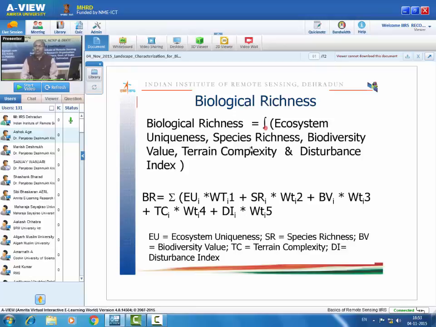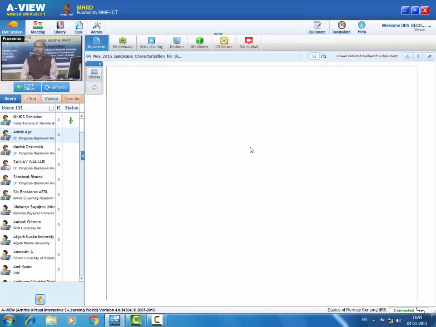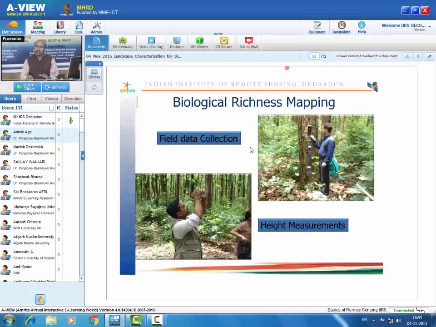This is, as I said earlier, again a linear equation. So you have the sum of basically the ecosystem uniqueness with a certain weight, then similarly species richness with a certain weight, and biodiversity value, then terrain complexity and the disturbance index. So certain weights have to be assigned. For this you need a little bit of knowledge.